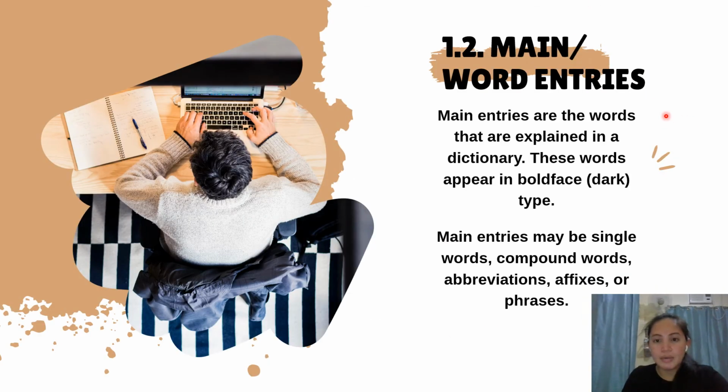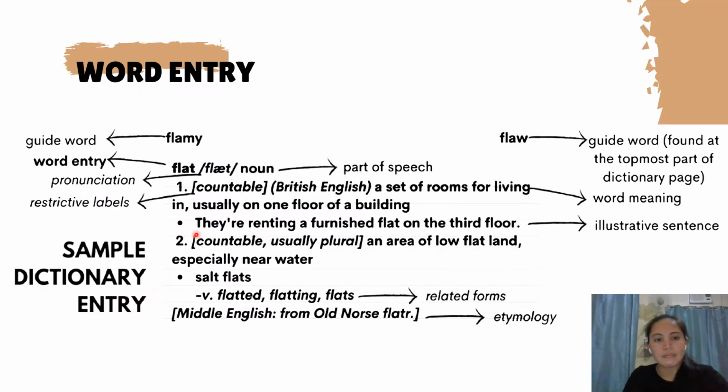So next, you have main word or entry. So ito na ngayon yung word na dinidefine. Main entries or words are explained in a dictionary. So more often than not, they appear in boldface, okay, dark type. So main entries may be single word, compound word, abbreviation, affixes, or phrases. So in this example class, this one's your word entry, flat, because it is the word being defined, okay? So ang dinidefine natin ay flat. So that is the word entry, okay?